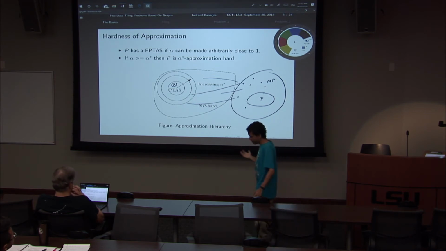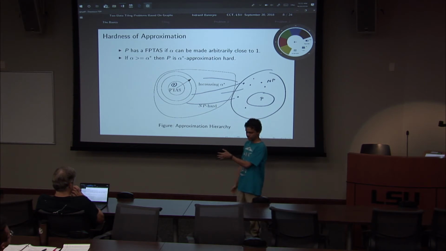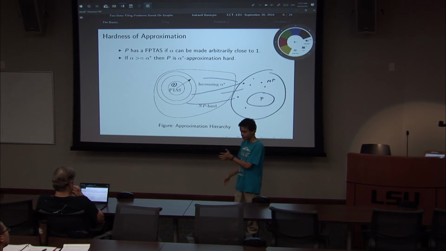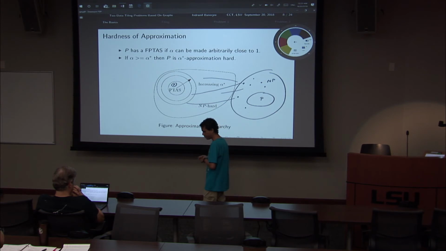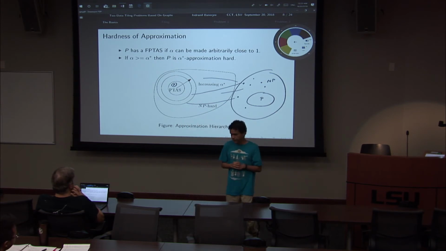Unfortunately, there are many problems where you can show that's not going to be true. There will be some absolute constant beyond which you can't get a better approximation. For example, the max SAT problem, maximizing the number of satisfied clauses, has a bound. You can't have any approximation algorithm that performs better than that alpha. For a minimization problem, we'll have a lower bound like this. So then we say P is alpha-star approximation hard.